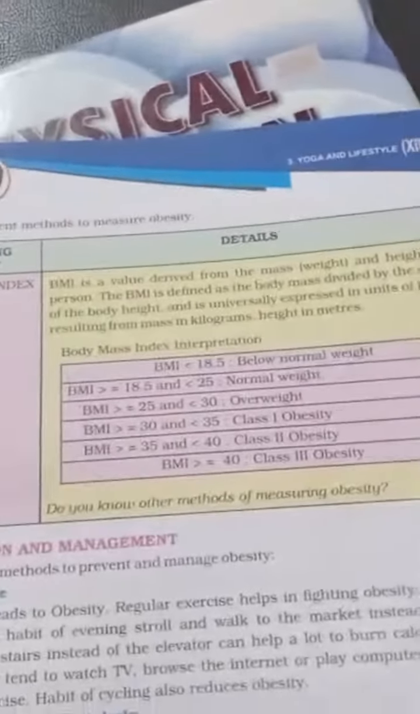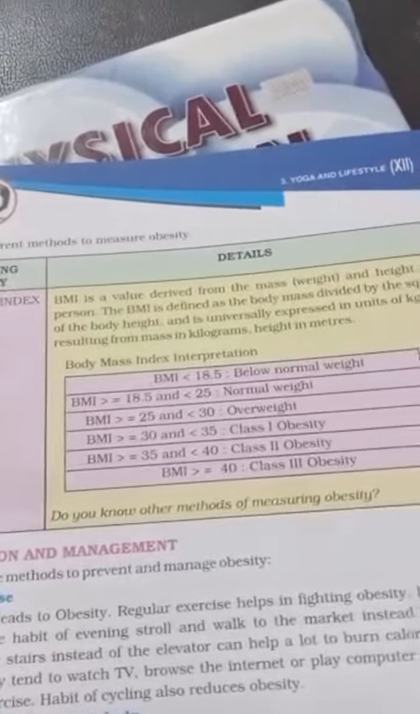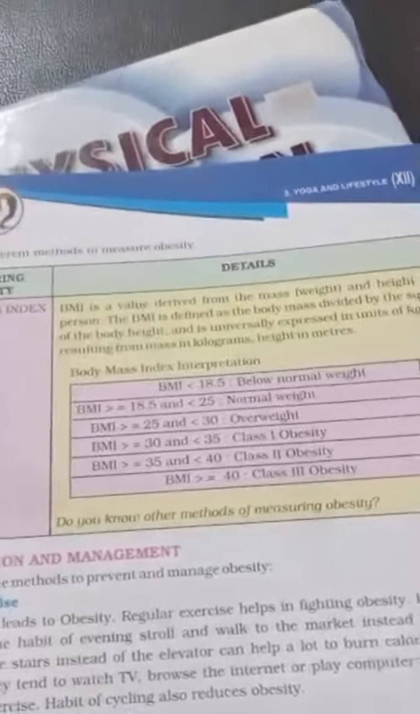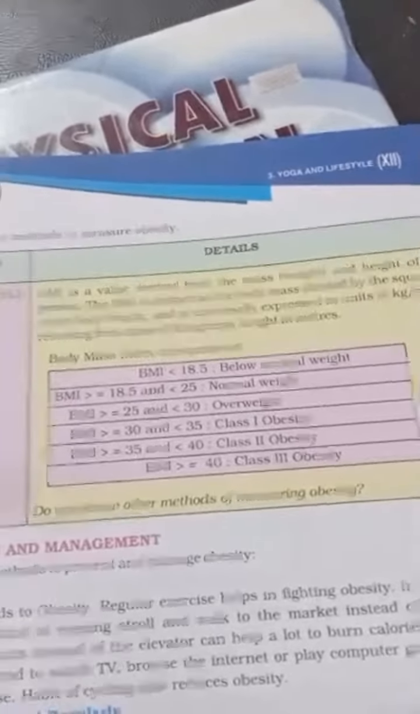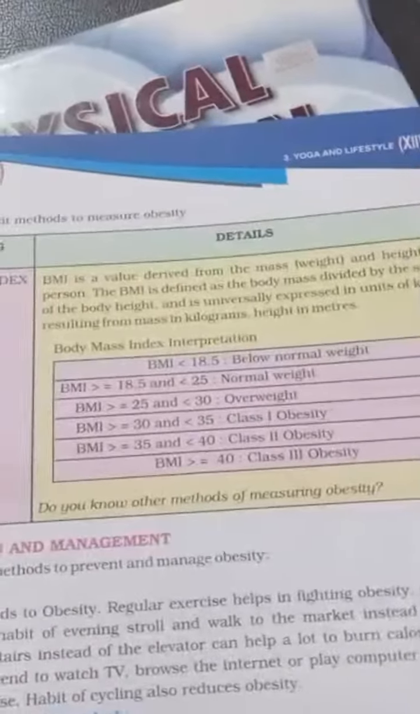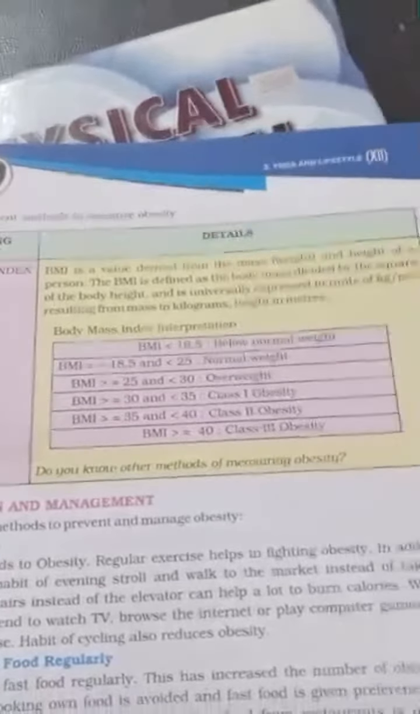and less than 35, class 1 obesity. And if you are greater than 35 and less than 40, you are in class 2 obesity. And if you are greater than 40, you come under class 3 obesity. Hope you will remember this, and how to manage and prevent it.